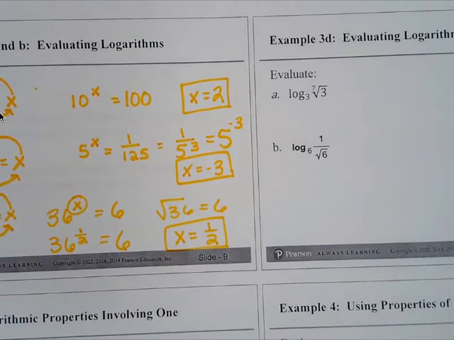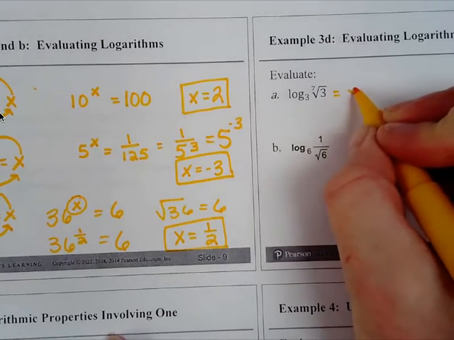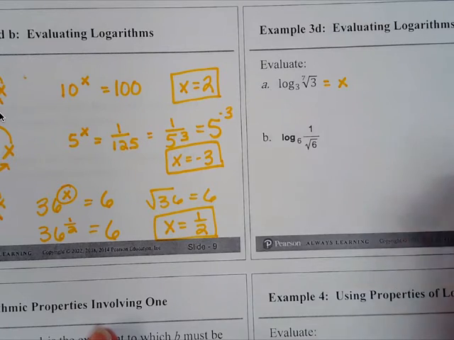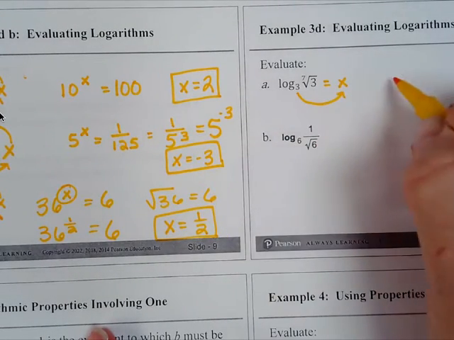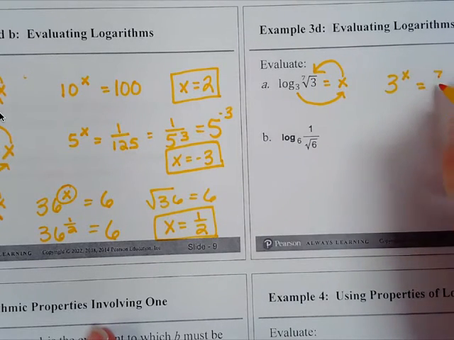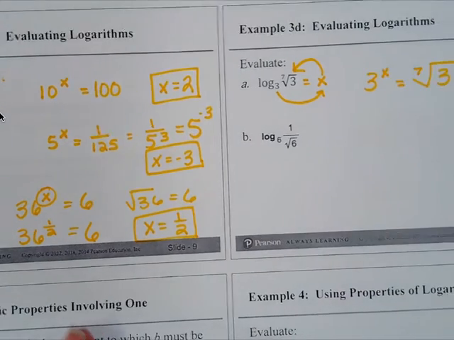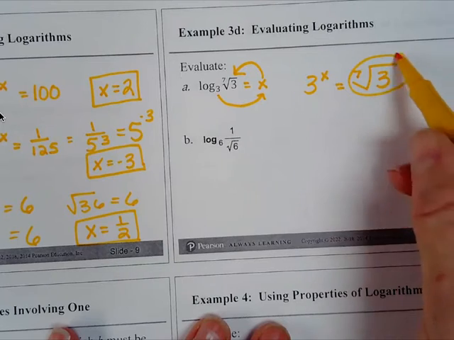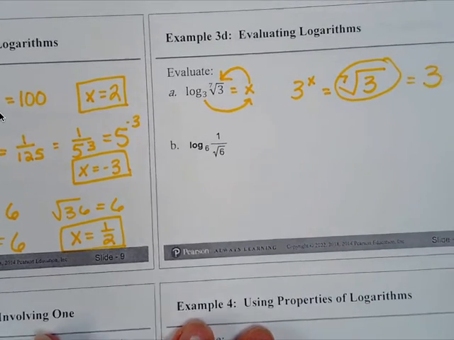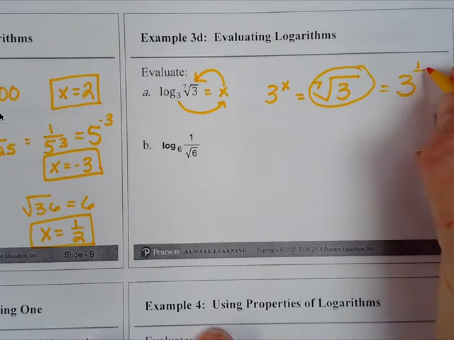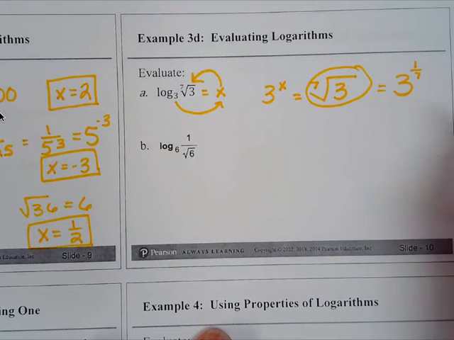Okay, let's evaluate these. So I'm going to say equals x. So we're doing the same thing. We're going to start at the base, go to the other side of the equal sign. So 3 raised to the x power equals the 7th root of 3. There we go. I need to rewrite this as 3 to a power. 1/7. So then the solution is 1/7.